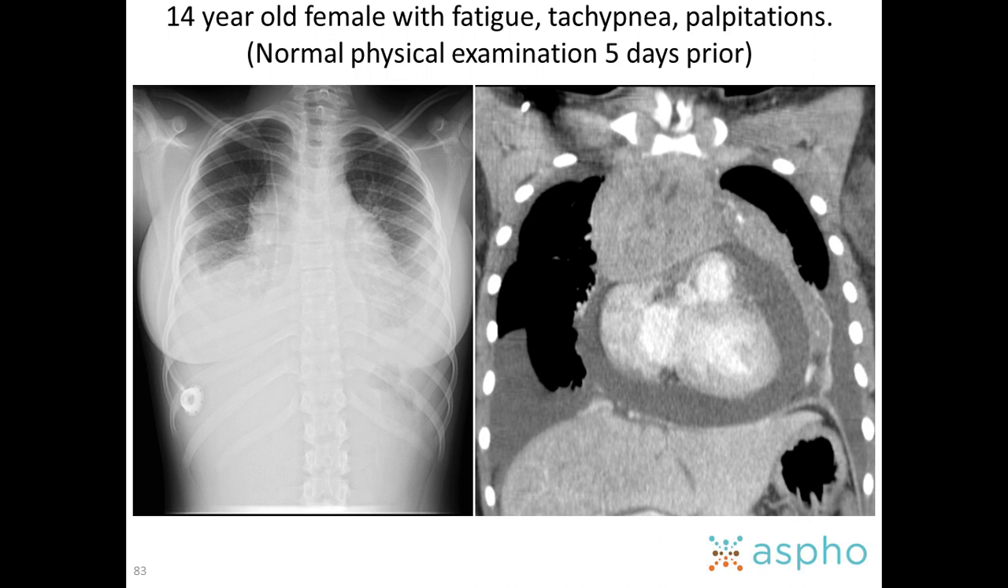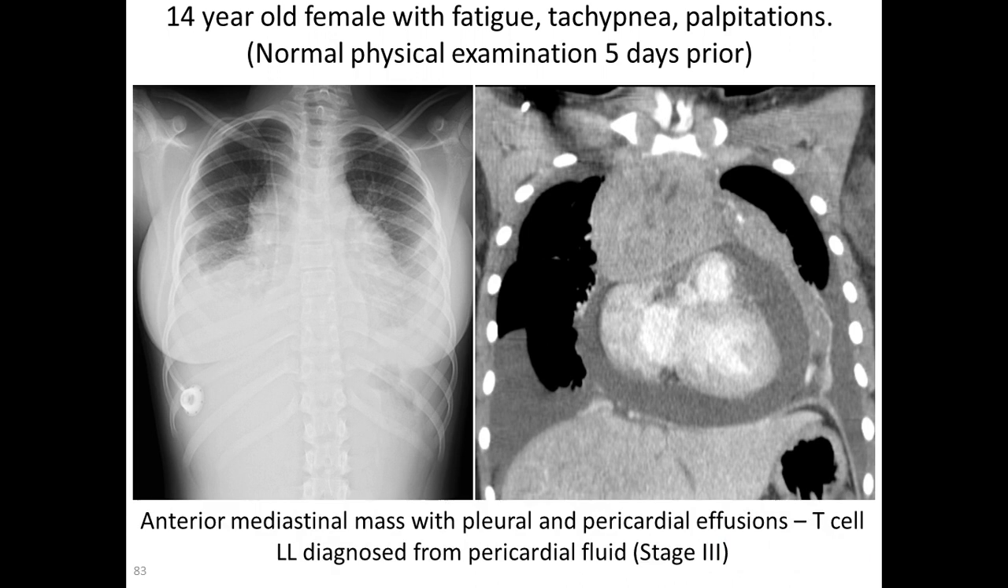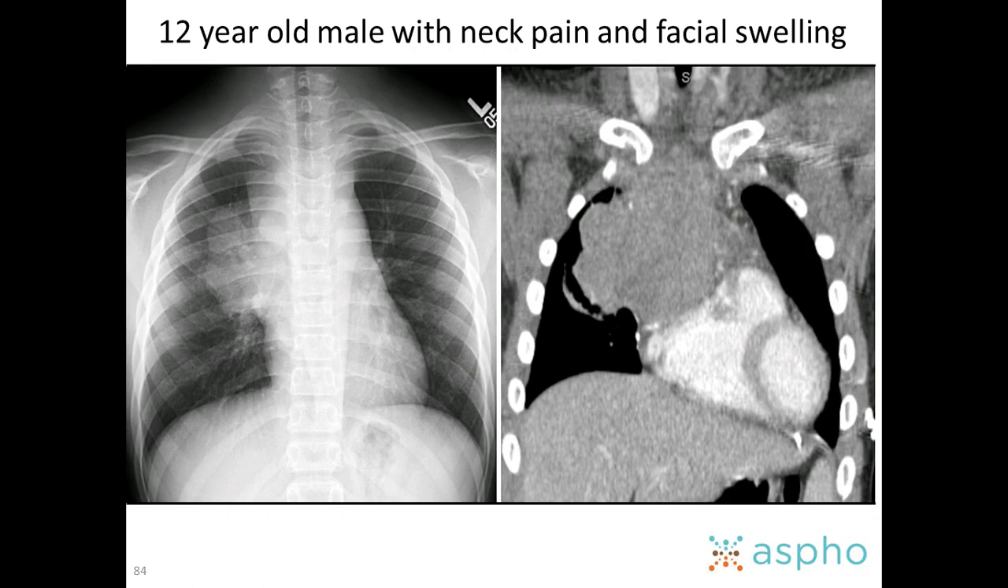Here's a 14-year-old female with fatigue, tachypnea, palpitations. She had a normal physical exam 5 days prior. You see a large anterior mediastinal mass, a pleural effusion, and a pericardial effusion. This was diagnosed as T-cell lymphoblastic lymphoma from the pericardial fluid. I acknowledge that that is not the least invasive way to obtain a tumor sample, but she was having tamponade physiology and she needed to have that drained.